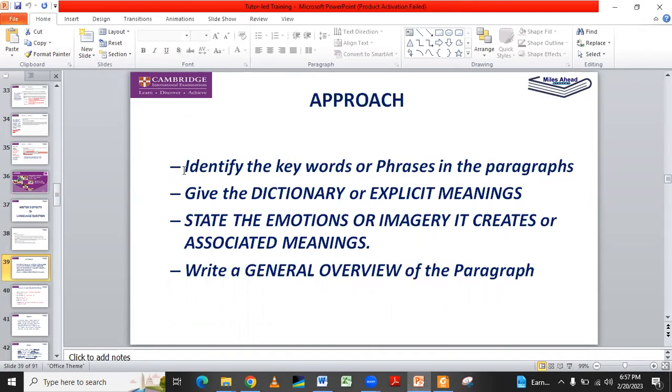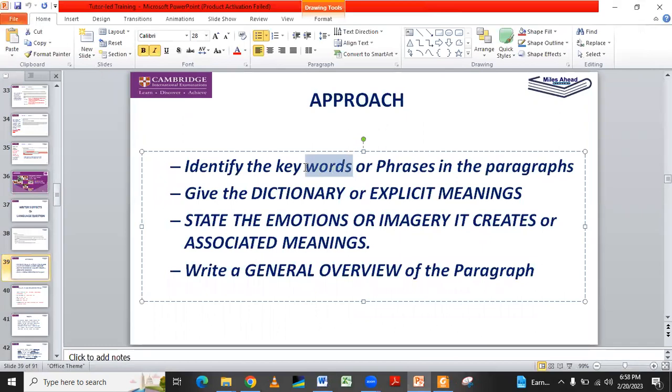This is the approach to answering writer's effects questions. The first thing you do is to identify the keywords or phrases. Like I said, go for phrases. I don't really advise candidates to pick words. Then, after selecting the phrases for each paragraph, give the dictionary definition. After that, you give the associated meaning.